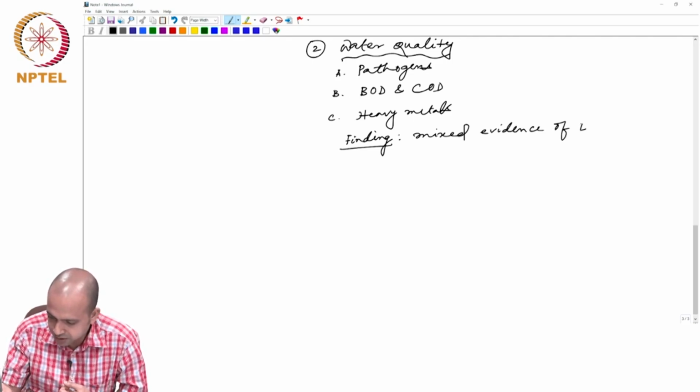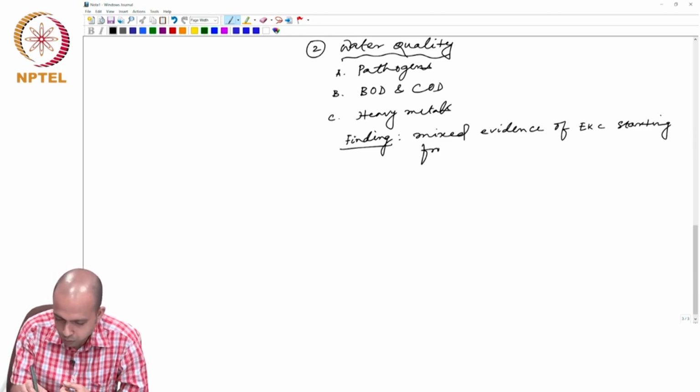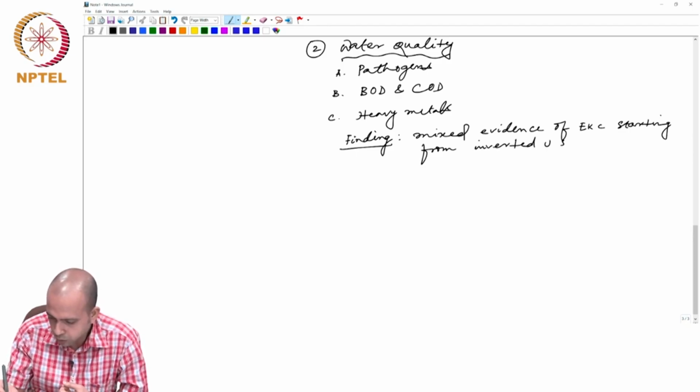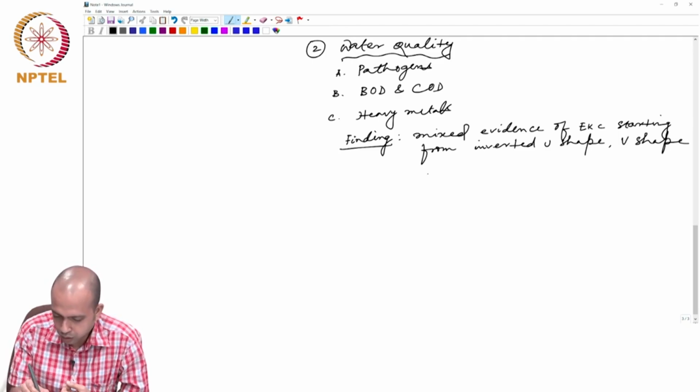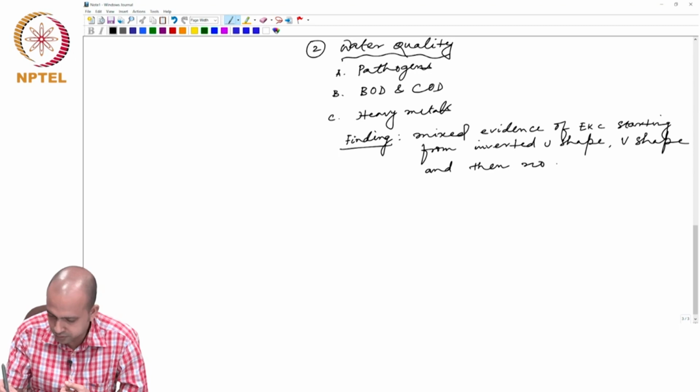That is why we said mixed evidence of EKC, starting from inverted U shape, then U shape, and then no evidence of EKC.